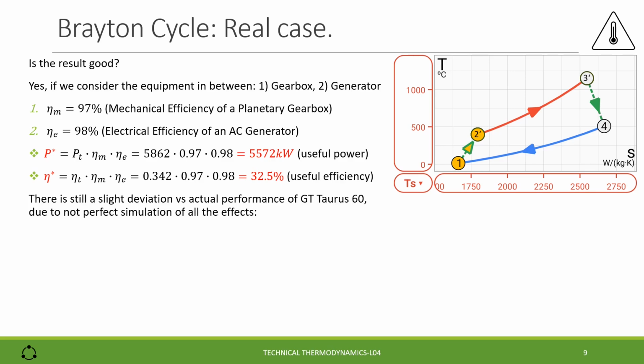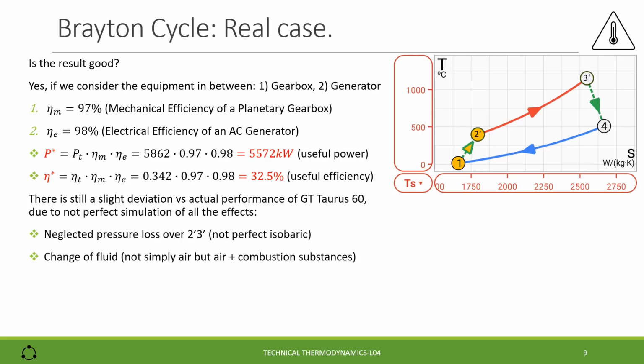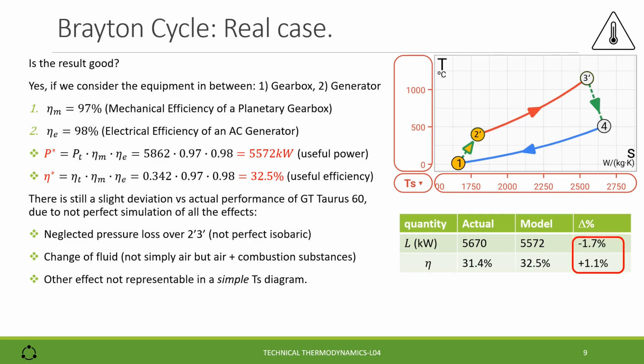That says 32.5%. There is still a slight deviation versus the actual performance of the gas turbine Taurus 60 due to not perfect simulation of all the effects. We neglect the pressure loss over the transformation 2 prime 3 prime, as well as the change in the fluid chemical, because there is not only air but air plus combustion substances, and other effects are still not representable in a simple TS diagram. However, we can judge satisfactory our simulation.